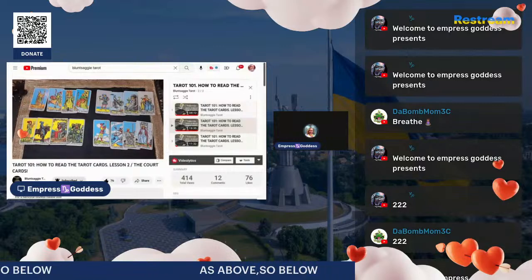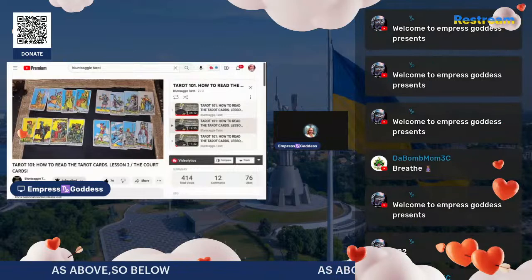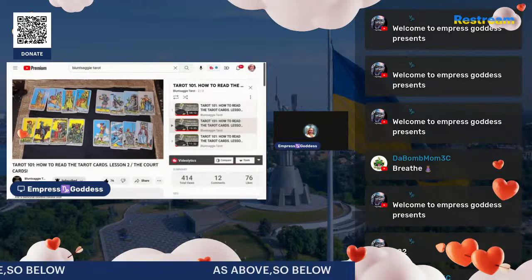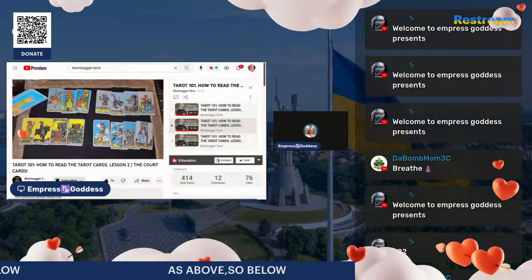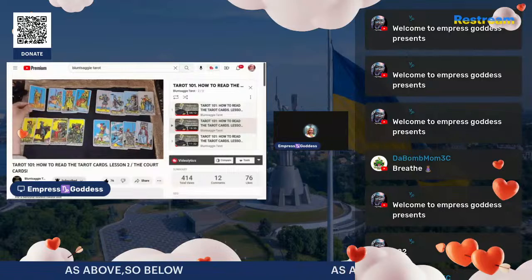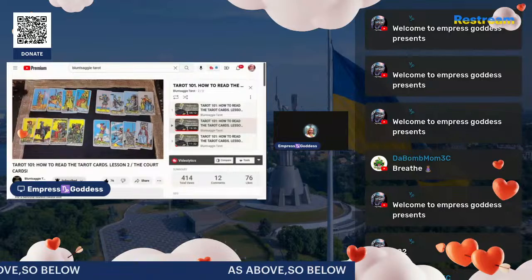So let's talk about how we read the court cards. When you're doing a reading, whether it's for yourself or for a querent, generally speaking, the court cards will represent other people in your life or the querent's life. If they come upright, they're just a representative of a person in their life. When they're down, they generally have a negative influence, negative opinions, or a negative part of that person's life. They're not positive. So let's talk about the court cards. Let's talk about what they mean.